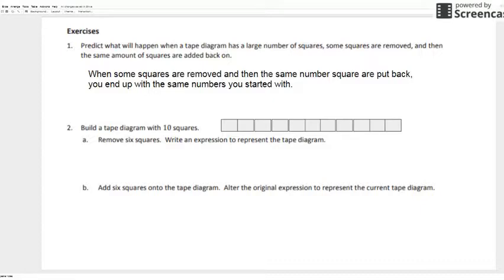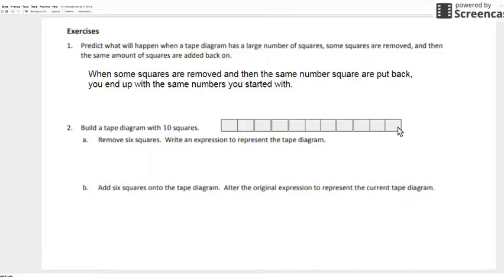Nothing's really changed, except you just did 2 different transactions. So we look down here at number 2 now. It says build a tape diagram with 10 squares. I've done that already. You probably don't have this on your paper, so if you need to, pause it and go ahead and add it in. You should have 1, 2, 3, 4, 5, 6, 7, 8, 9, 10.